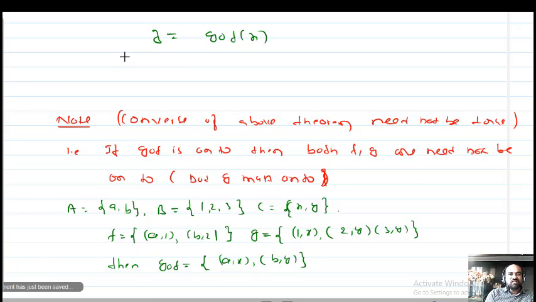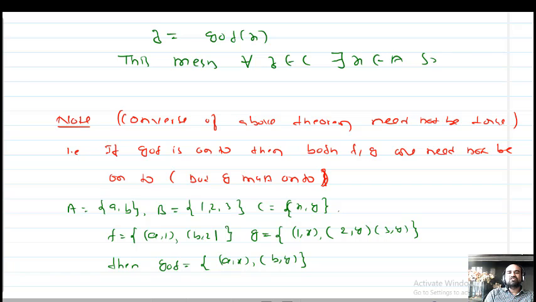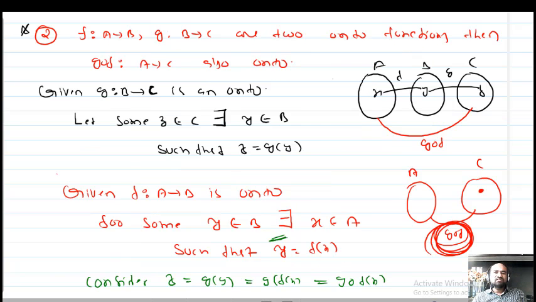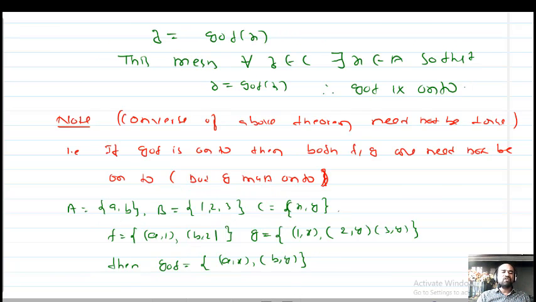What is the meaning of that? This means for every z belonging to C, there exists x belonging to A such that z equals g circle f of x. Therefore, g circle f is onto. Very, very important theorem. It is difficult also. Now something is given here.